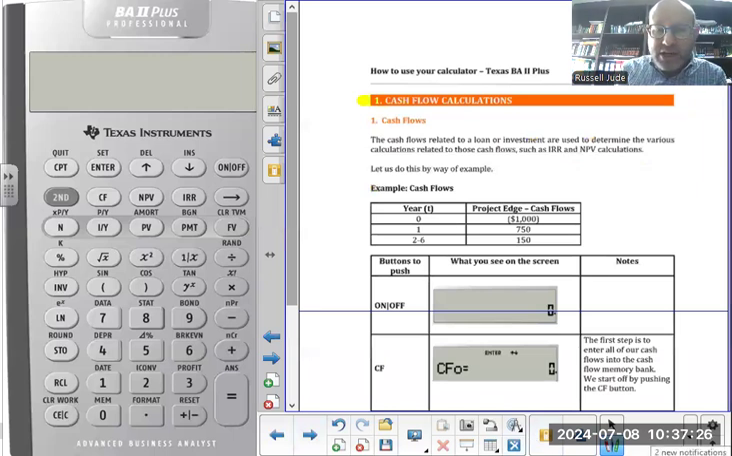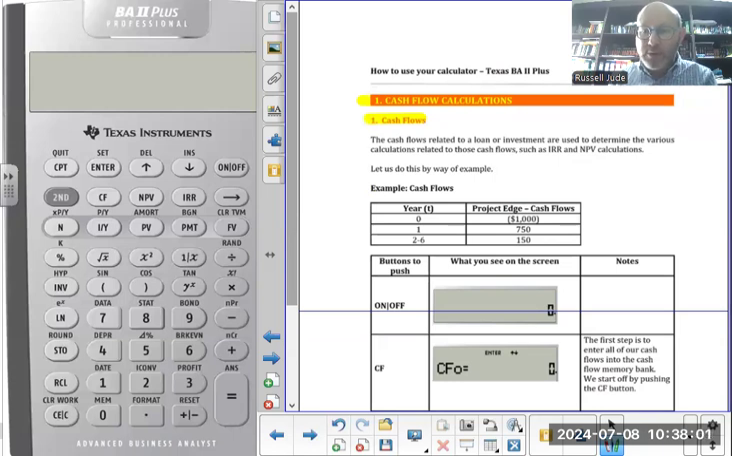We are looking at cash flow calculations, and we're going to look at how to do cash flow calculations using your Texas BA2 Plus calculator. What's important to remember is that cash flows can also be done on the normal time value of money functionality. For example, when the cash flow is a single cash flow and is the same throughout the period, then we can use our normal time value of money PMT function, the payment function, because that cash flow will remain the same throughout the period.